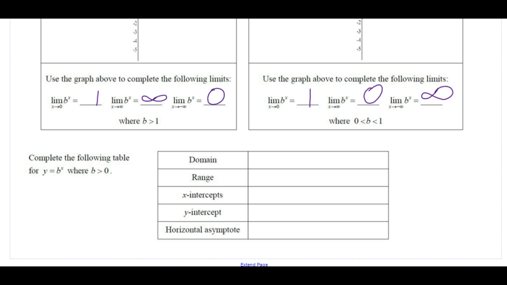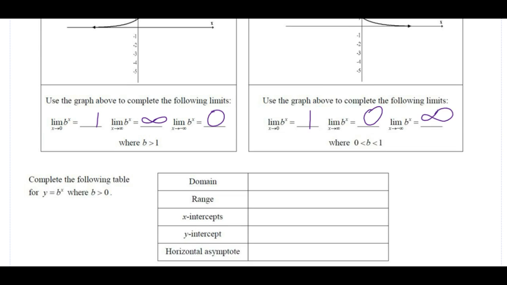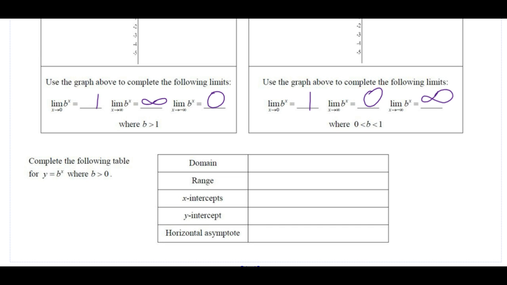Complete the following tables for y equals b to the x, where b is greater than 0. So, the domain of the exponential function where b is greater than 0 is x belongs to the reals. How do we want that in nice form? We can do it two ways, right? The set of all x such that x belongs to the reals, or I like the bracket notation, which would just be negative infinity to infinity.